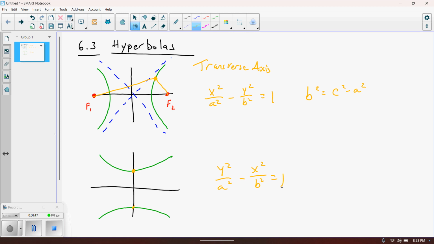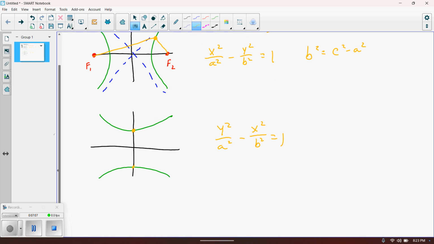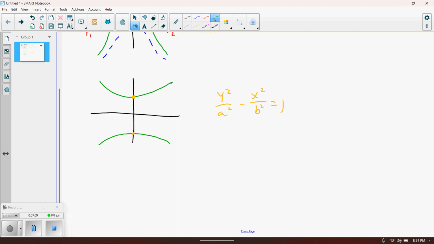Okay, so those are your two basic formulas, and then again, these could be shifted. Right now, the center of these is both at the origin at 0, 0, and they could be shifted. Just remember that it's still going to basically be an x minus h and a y minus k that shifts them. We'll deal with that a little bit later on. Okay, so let's jump into an example or two here.